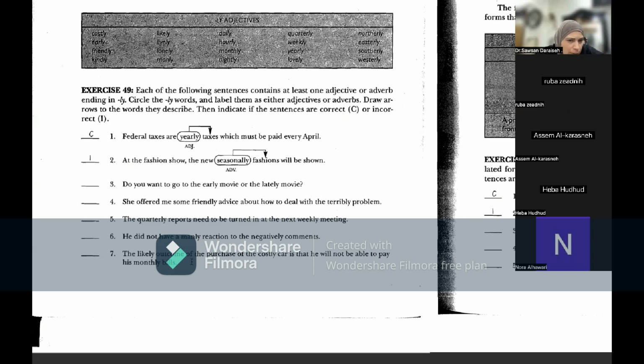The likely outcome of the purchase of the costly car. Wow, very long, okay? Is that he will not be able to pay his monthly bills. The likely outcome of the purchase of the costly car. Guys, what does this mean? يعني شكله هذا اللي اشترى السيارة يبدو إنه النتيجة بما إنه اشترى السيارة, you know, and this car is very expensive, costly car. Look, costly car. Is that he won't be able to pay his monthly bills. شكله ما راح يقدر يدفع أقساطه.